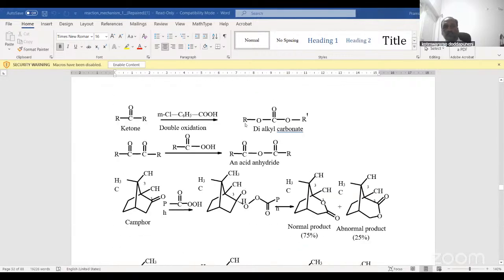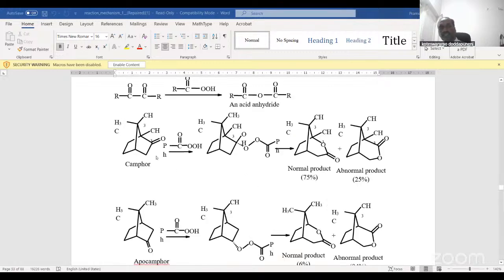There are many other examples of Baeyer-Villiger oxidations. Ketene undergoes double oxidation, leading to the formation of a dialkyl carbonate. A diketone also undergoes the Baeyer-Villiger oxidation, leading to the formation of an acid anhydride. Camphor undergoes the Baeyer-Villiger oxidation, leading to ester formation, which gives a normal product and an abnormal product.